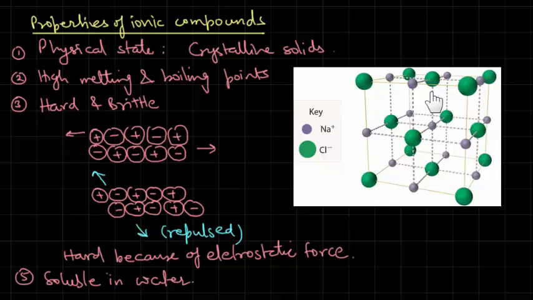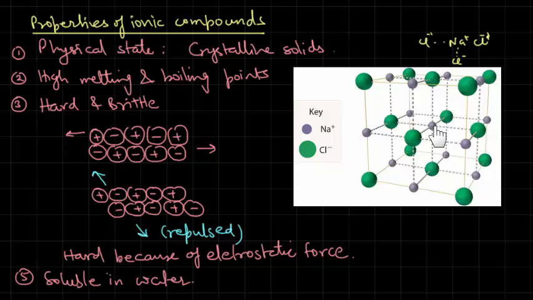High melting and boiling points. Since it's fixed in a lattice like this, it's very difficult to break all these bonds. Hard and brittle. It is hard because the electrostatic force is very high between Na plus and Cl minus. This Na plus is surrounded by Cl minus, and this is not an ionic bond but a force of attraction, and it is surrounded by more Cl minuses. All these electrostatic forces of attraction make the lattice very hard.